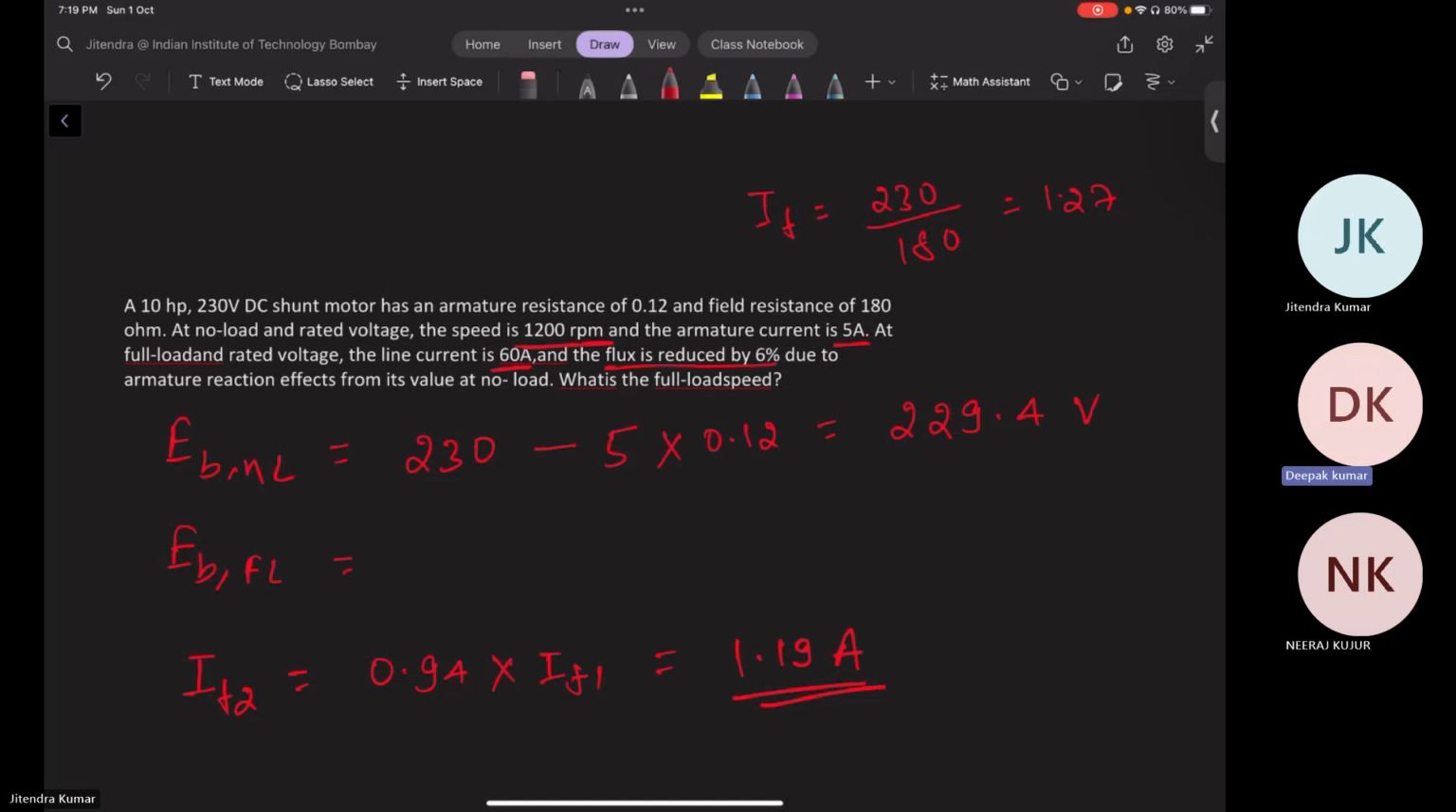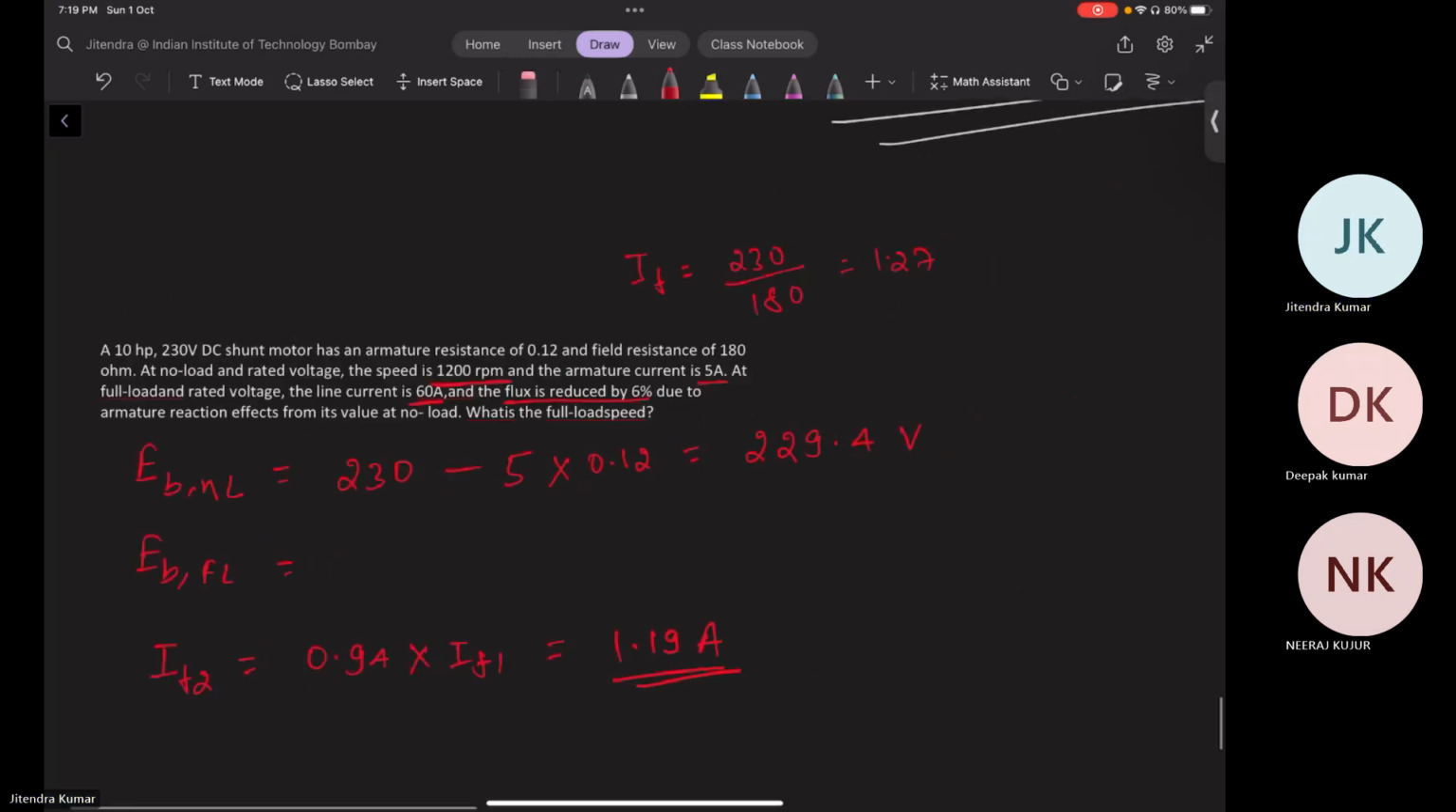Sir, it is by armature reaction, the flux is reduced from its value at no load due to armature reaction effects. So armature reaction effects means that some of the armature is demagnetizing that field, right? Yes, sir. But anyway, your field current will be 1.19 ampere.